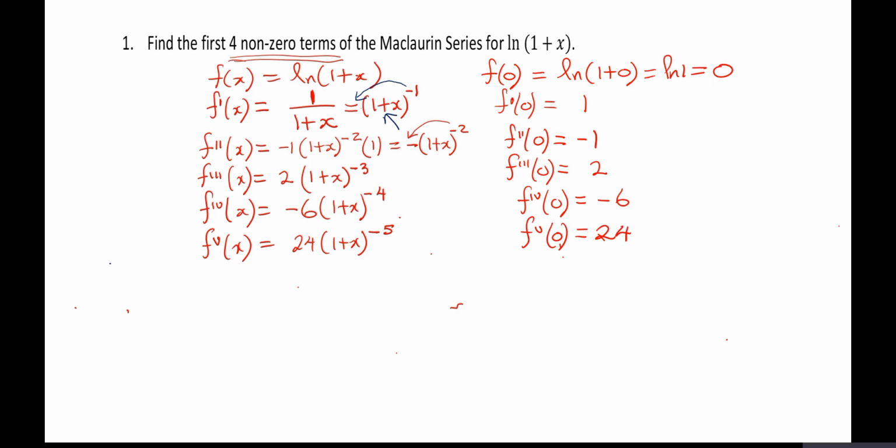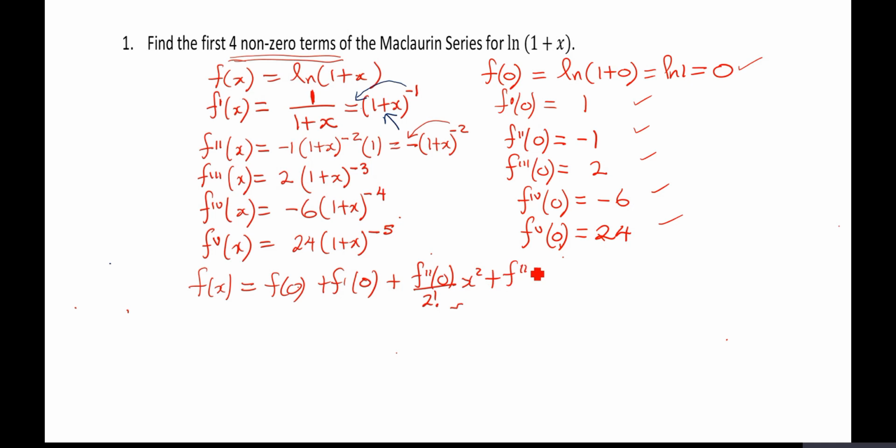Now, do I have 4 non-zero terms? Yes, the first term is 0. In fact, I have more. I've got 1, 2, 3, 4, 5. Now I substitute into the Maclaurin series formula for f of x, and I'm going to repeat that. What is that formula? F at 0, plus first derivative at 0 times x, plus second derivative at 0 over 2 factorial x squared, third at 0 over 3 factorial x cubed, and so on.